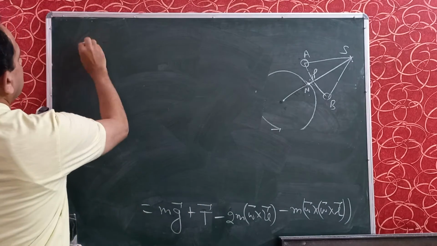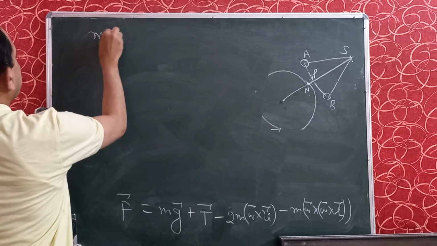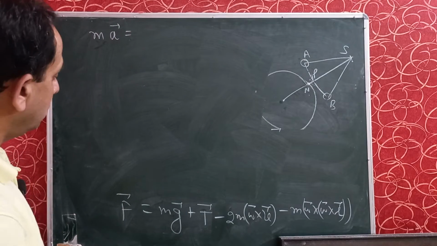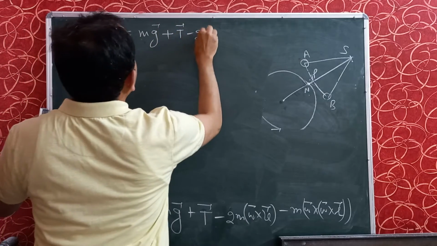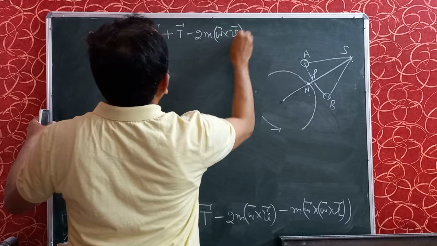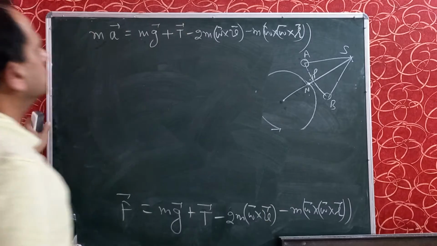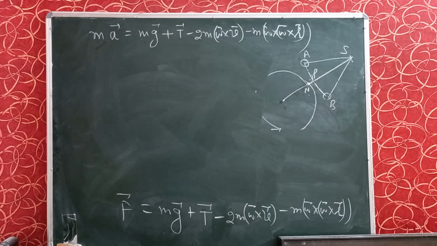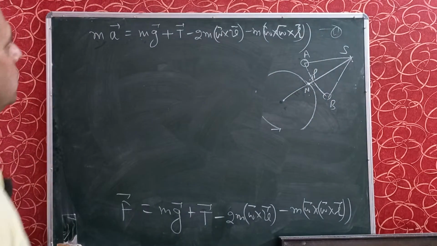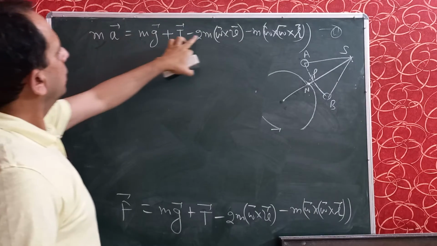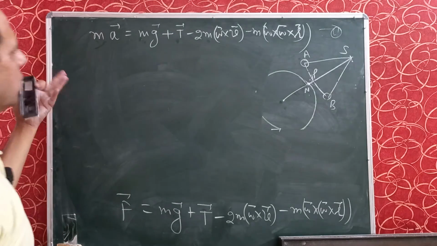So the net force F may be written as m into A, where A means the net acceleration. It is mg plus T minus 2m omega cross V minus m omega cross R. All these are forces. So this is the equation of motion, equation number 1. We could cancel this m, but there is no common m in all terms, so we will cancel it later on.